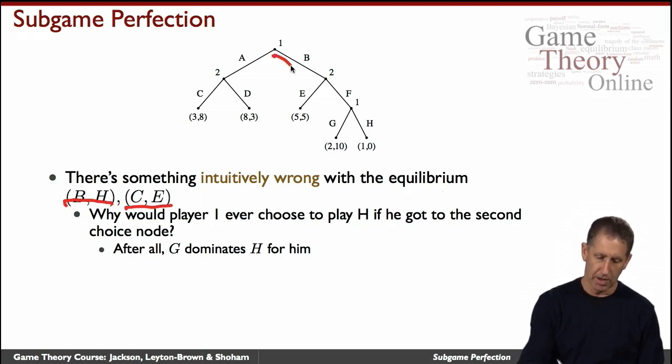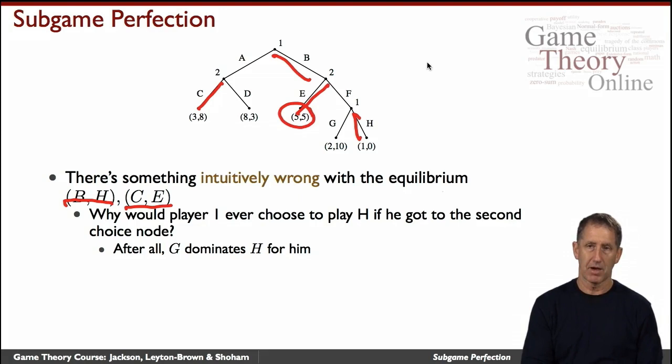What is BH? Player 1 goes down here and down here, whereas player 2 goes down here and down here. Under this strategy profile, of course, the outcome of the game is this one, and the payoff to both players is 5. Let's first convince ourselves that this is indeed a Nash equilibrium.